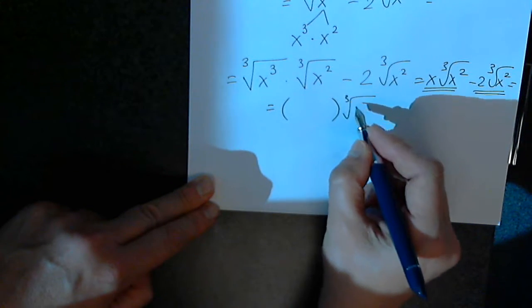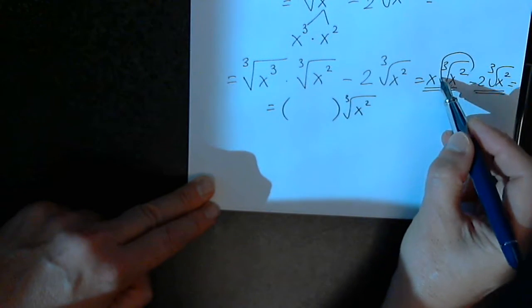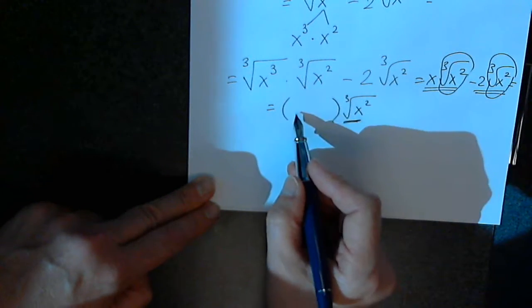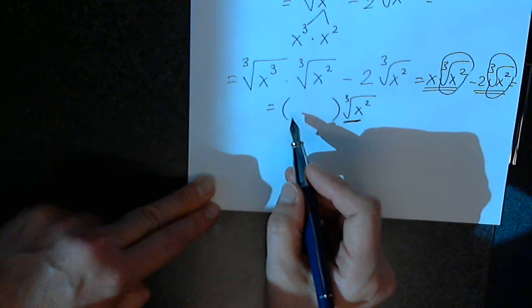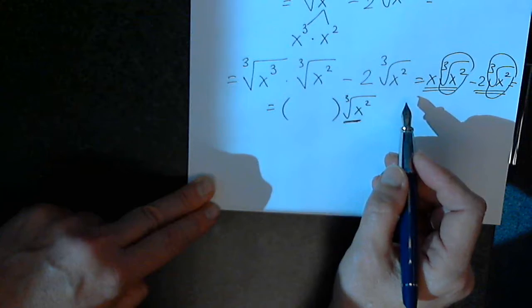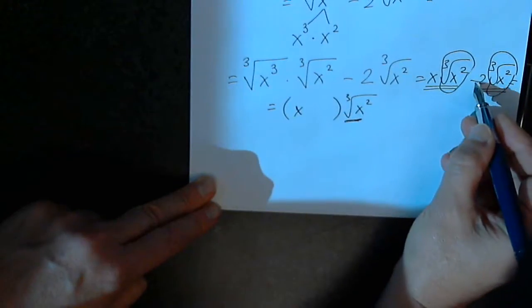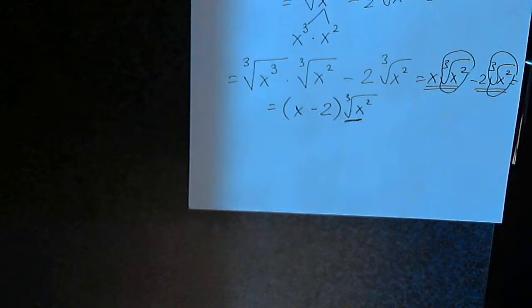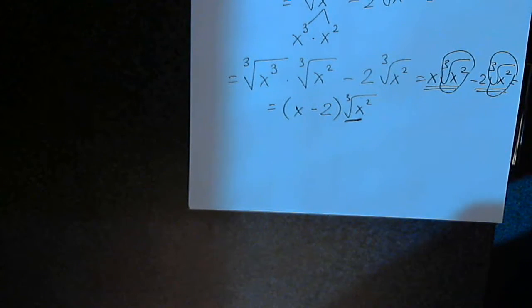The cube root of x squared, indeed. This portion is present in both. I took it out. It's right here. What is left in parentheses? -2x. But what is left from the first one? What is left? So I'm here, minus 2. From the first term, x is left. From the second term, -2 is left.